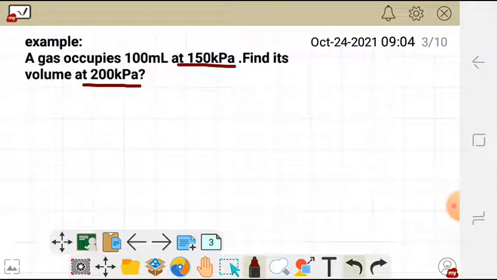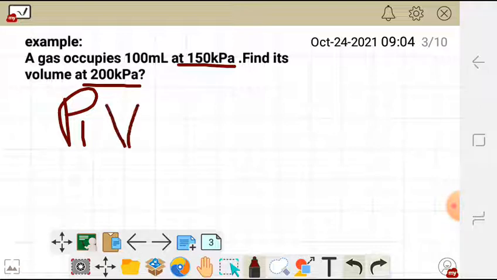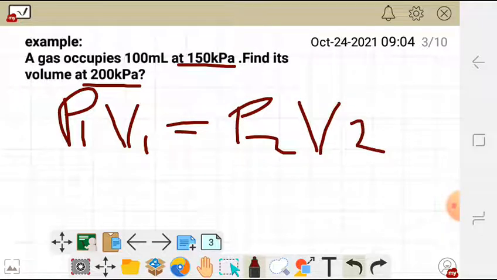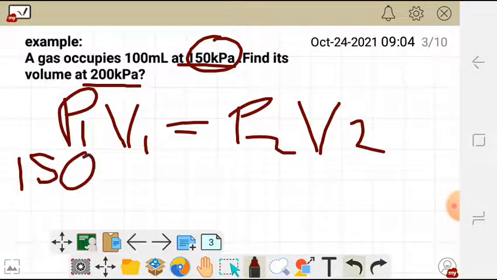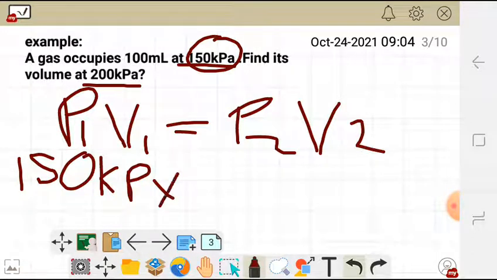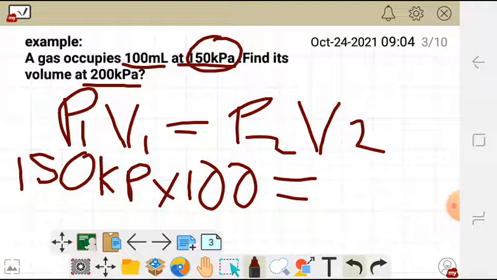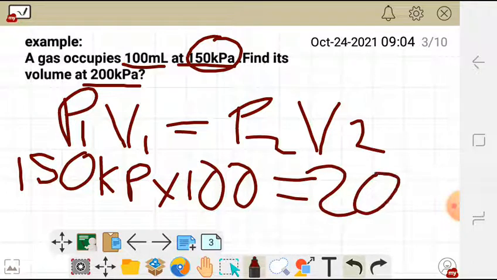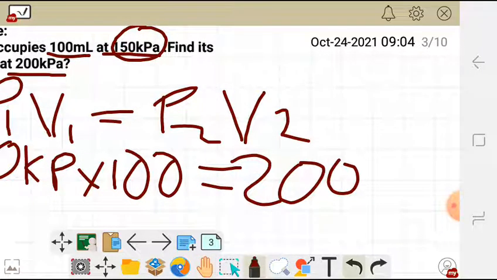So to solve this problem, P1 V1 equals P2 V2. Our P1 is our initial pressure, which is 150 kilopascals. So we're going to say 150 kilopascals multiplied by our V1, which is 100, equals P2, which is 200, multiplied by our V2. V2 is not given. That's what we're looking for. So we leave it like that.